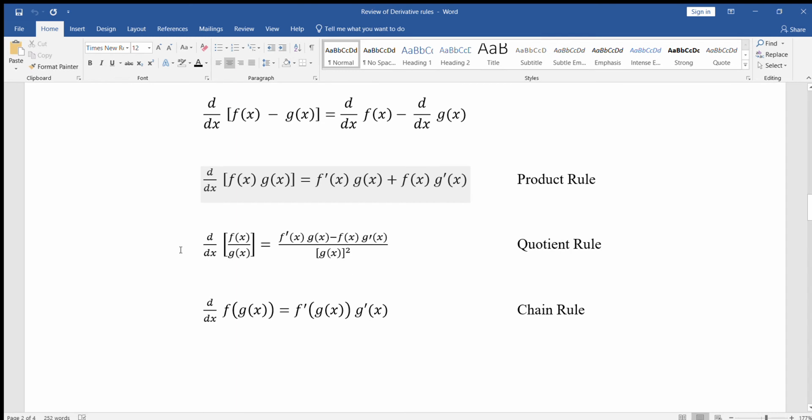The next one is my quotient rule. If I need to take the derivative of a fraction, what I'm going to do is the derivative of the top times the bottom one, minus the top one times the derivative of the bottom one, all over the bottom one squared. So that is my quotient rule.